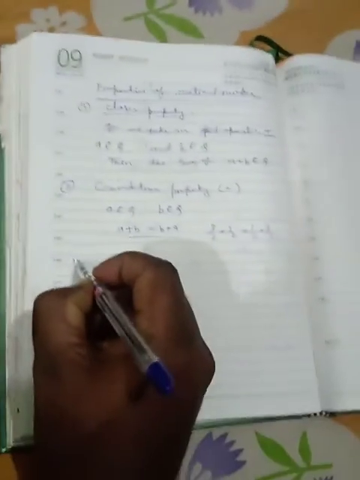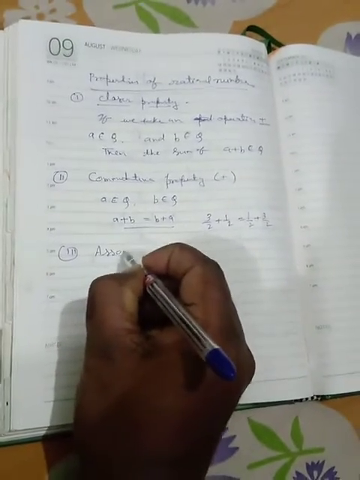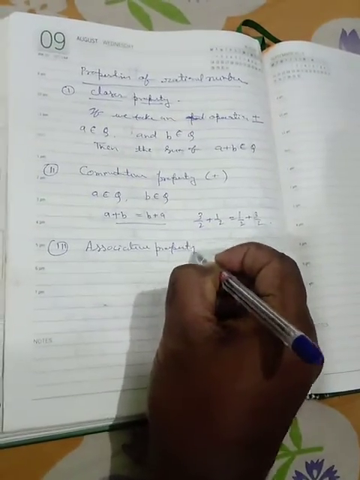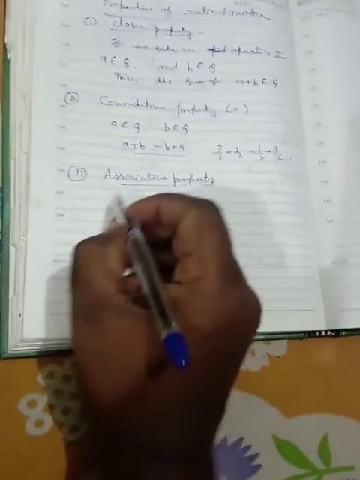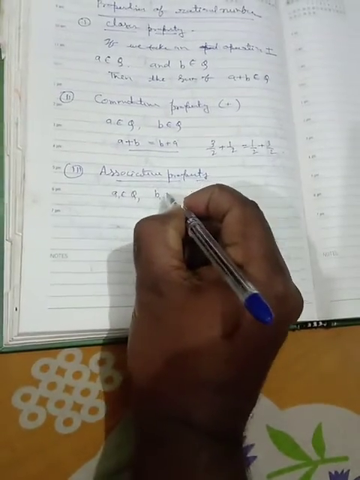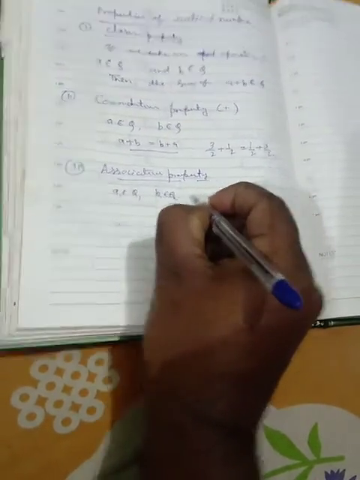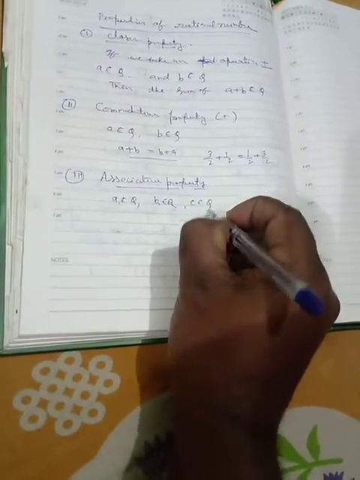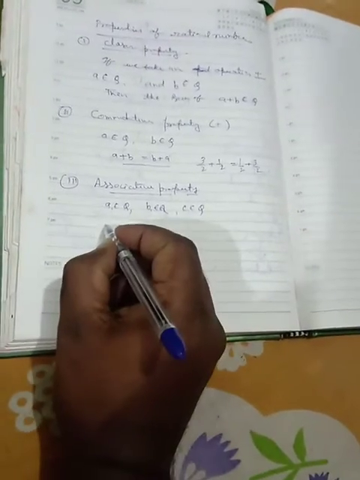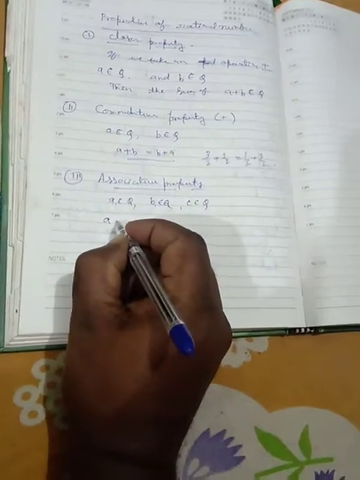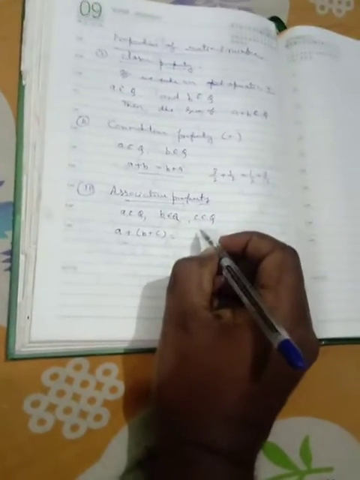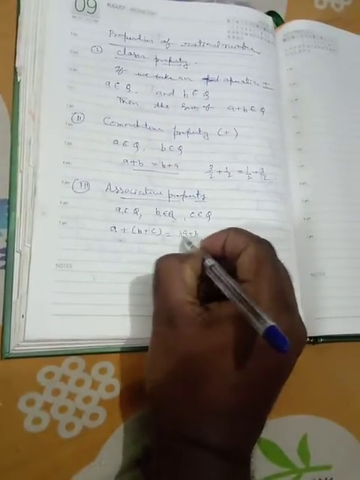Now, third, this is called associative property. For this case, we require three elements. Let us suppose A belongs to Q, B belongs to Q, and C also belongs to Q, means A, B, and C all are rational numbers. Then, according to this associative property, (A plus B) plus C is equal to A plus (B plus C).